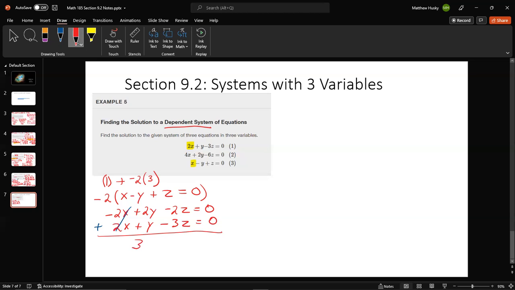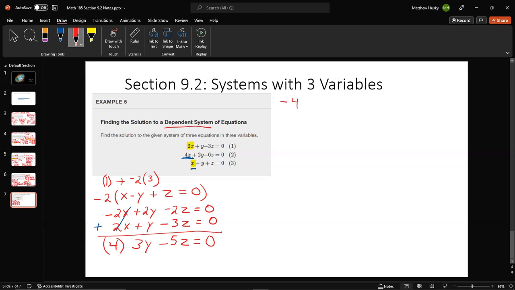2y plus y is 3y. Negative 2 minus 3 is minus 5z, and 0 plus 0 is 0. So we will call this one equation number 4. What would be another way that we could get rid of the x's? This is 4 right here, so I could do just -4 times the bottom one and then add it to equation 2. Why don't we do that?